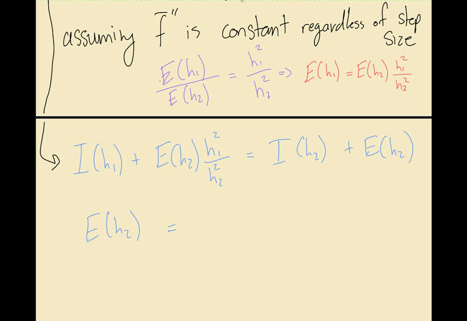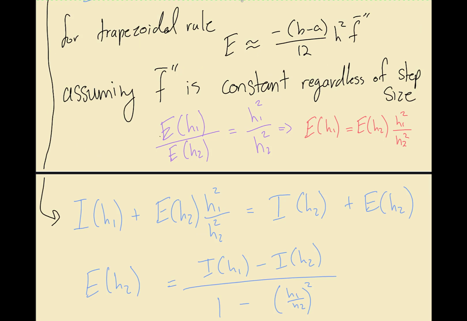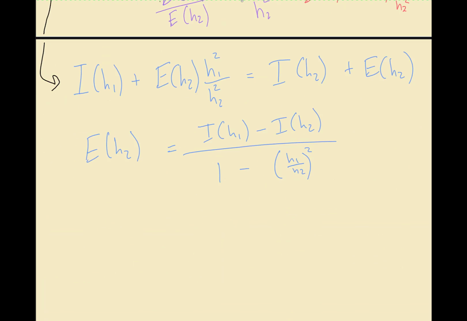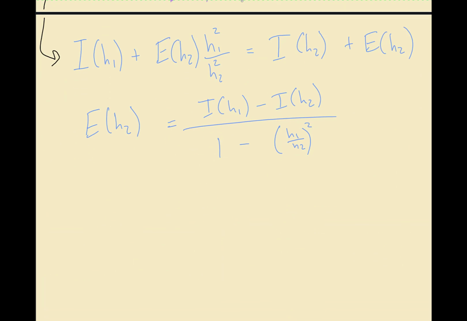So that will give us (IH1 minus IH2) divided by (1 minus (H1 divided by H2) squared), which is the same as H1 squared divided by H2 squared. Now we can take this and plug it in to what is the true value of the integral.